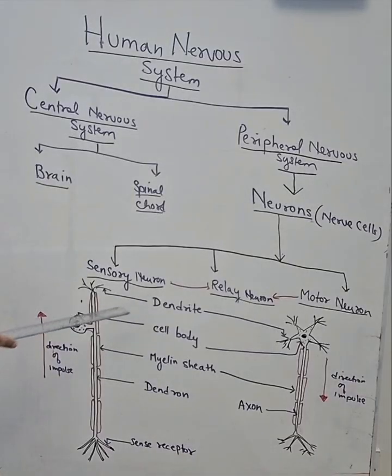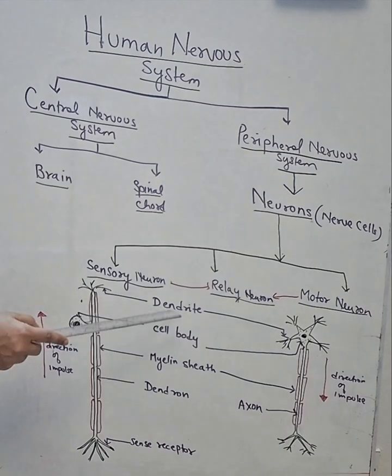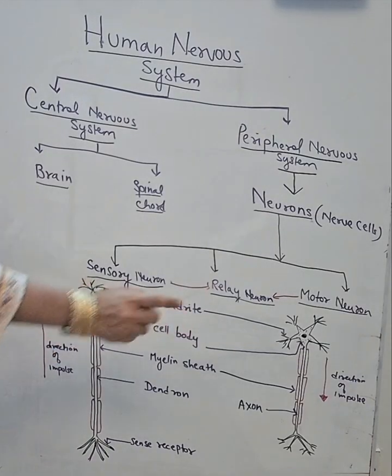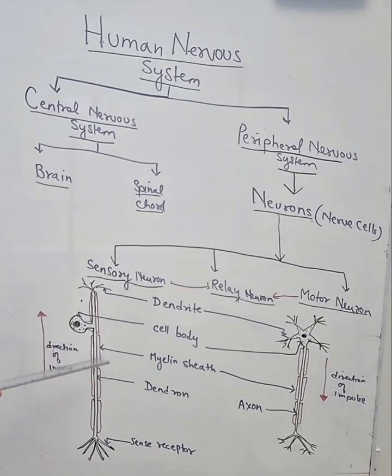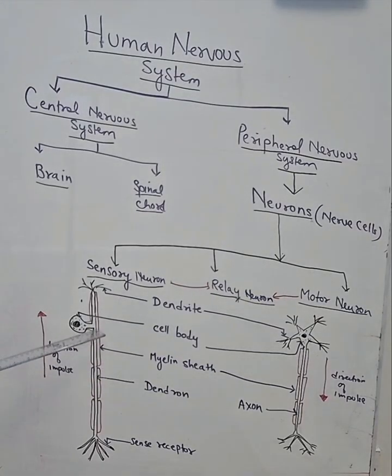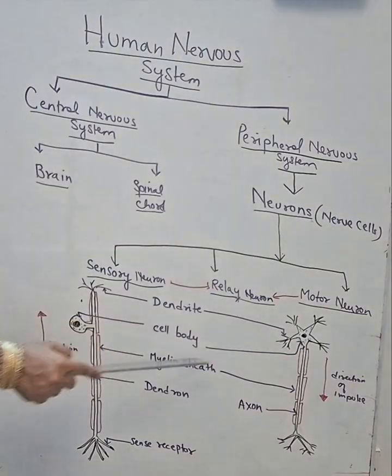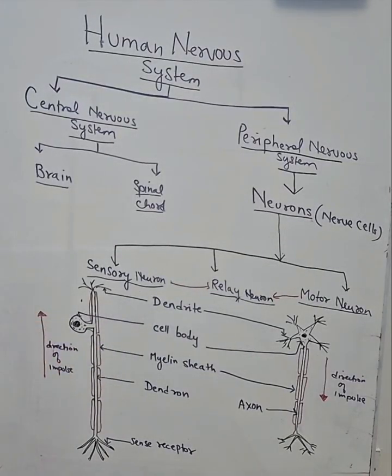Now we will see the common things present in both sensory and motor neuron. First is the dendrite; these are the dendrites. The second labeling is the cell body, which I said is circular in the sensory neuron and star shaped in the motor neuron. The third labeling is the myelin sheath, which is represented here with a pink color outline. This is present in both sensory and motor neuron, and the work of the myelin sheath is to prevent the leakage of the impulse. Is it clear?